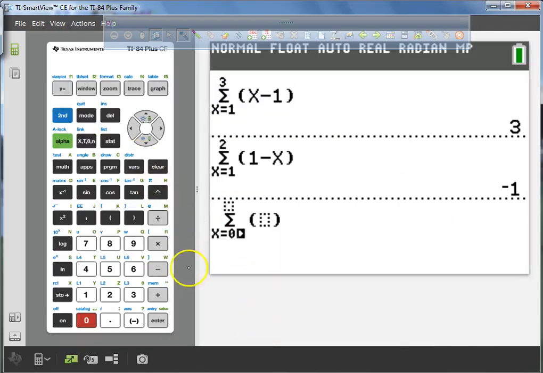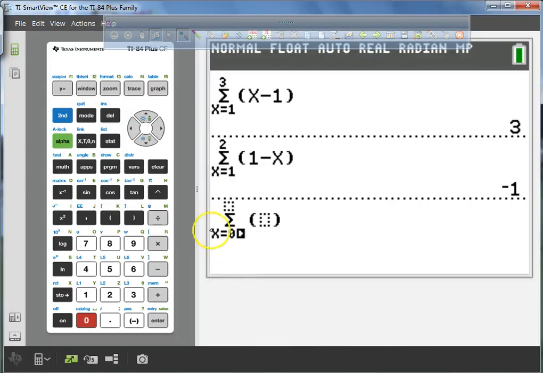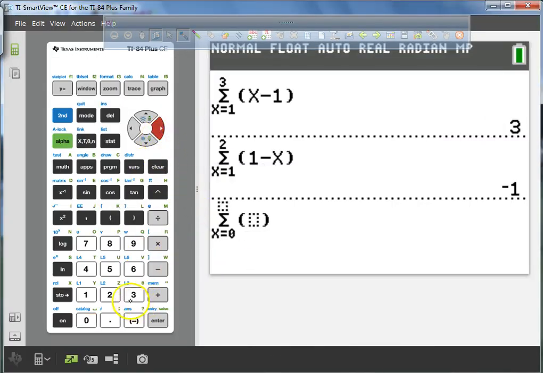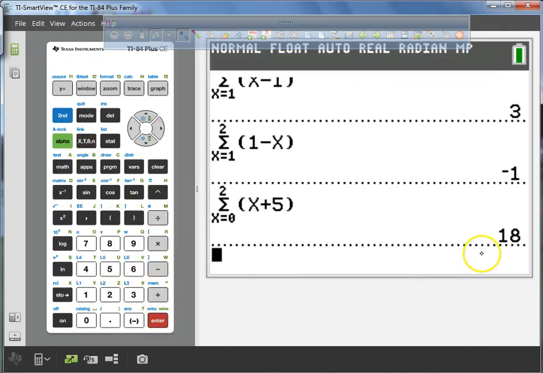Just go back to your problem. It says x plus 5, and I'm at a 2. So I go over here. There's only going to be 2 terms, 2 of them. And it was x plus 5. So just to get comfortable, that's going to be 18. Okay?